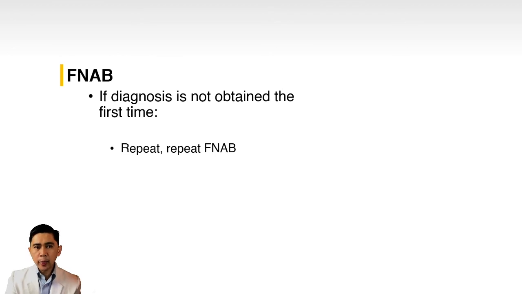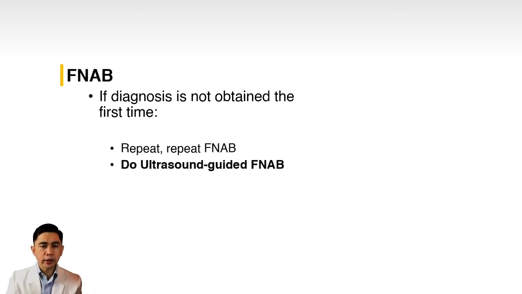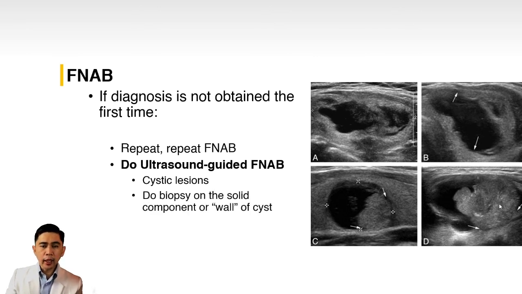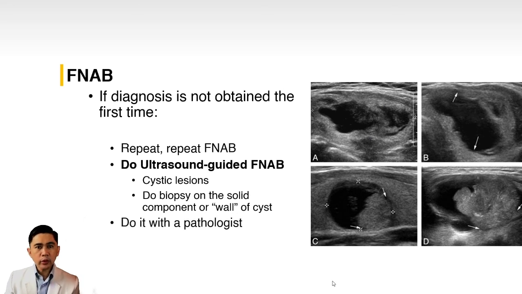However, at this point, we recommend that you do ultrasound guided fine needle aspiration biopsy, especially in lesions which are cystic in nature. In this case, we have a cystic thyroid nodule. You should do a biopsy, targeting the solid component or the wall of the cyst. And lastly, we recommend you do it with a pathologist. That way, you'll already know if your FNAB is adequate or not, and it will save time.